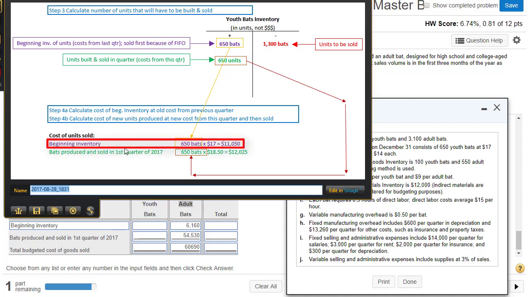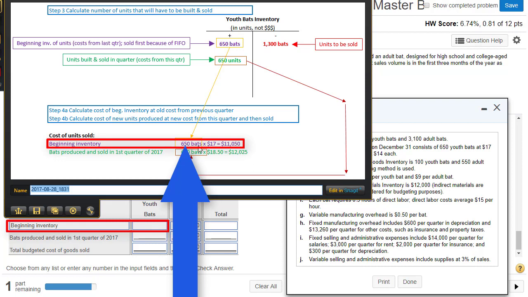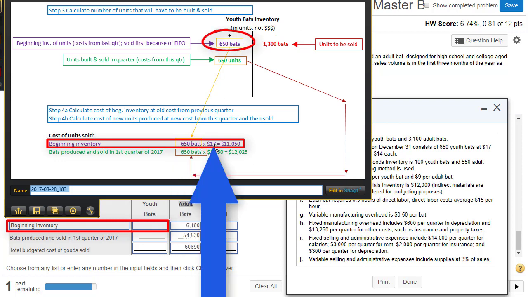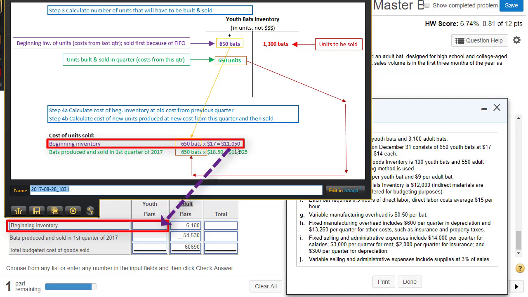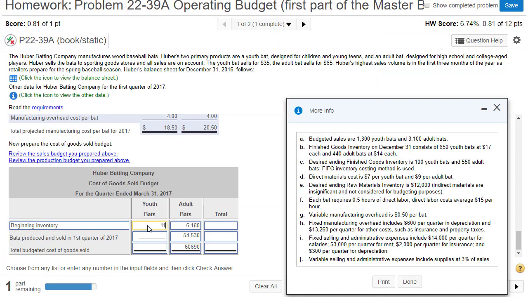So here's the calculation for beginning units. This row corresponds with this row, and specifically this cell. So the 650 bats came from up here. Where did I get the $17 from? It came from this data here. So 650 bats times 17 equals 11,050. So I can plug in 11,050 here.